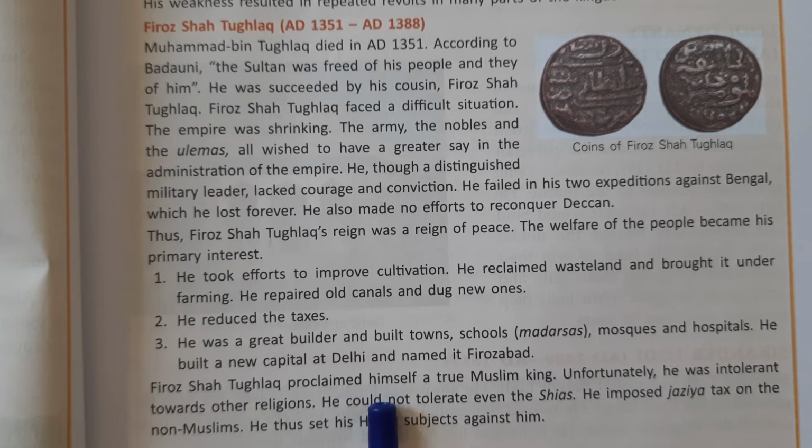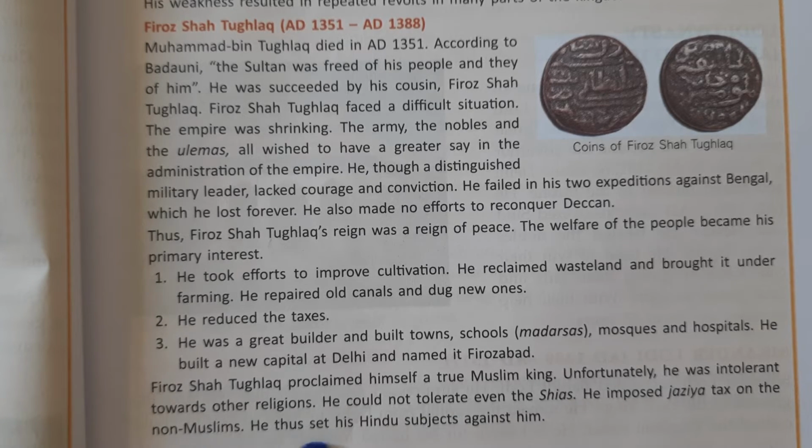Firoz Shah Tughlaq proclaimed himself a true Muslim king. Unfortunately, he was intolerant towards other religions. He could not tolerate even the Shias. He imposed Jizya tax on the non-Muslims. He thus set the Hindu subjects against him.